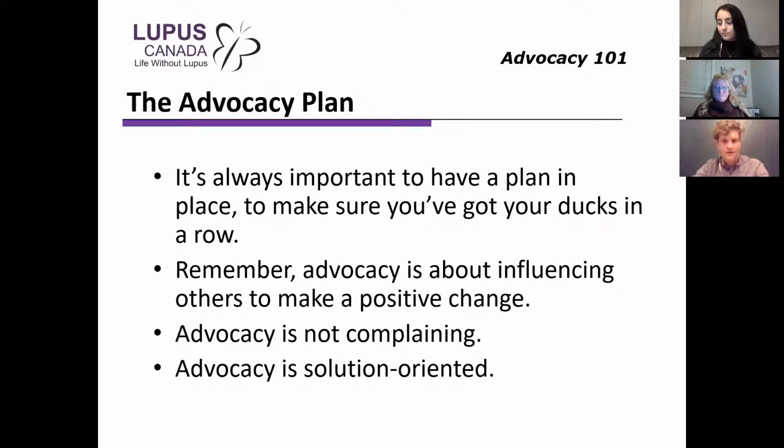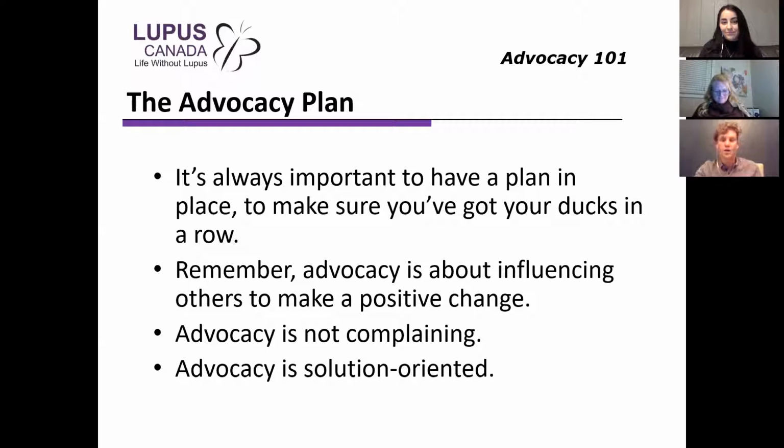All right, the advocacy plan, the meat and potatoes. I'm sure you guys have all been waiting for. So it's always important to make sure you have a plan in place. You've got your ducks in a row. Remember, advocacy is about influencing others to make a positive change. It's not about complaining. It really is solutions oriented.